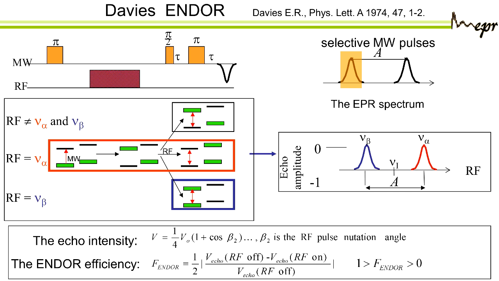Now the ENDOR efficiency is given by the difference between the echo intensity with the RF off minus RF on, divided by RF off. And usually it's between 1 and 0. And depending on the system, if you have a powder pattern and broad lines, your RF anyway touches only a few, so it's usually a few percent. So the sensitivity of ENDOR is much less than the sensitivity of EPR because the signal is, let's say, 5%, so it's almost an order or 2 orders of magnitude less.